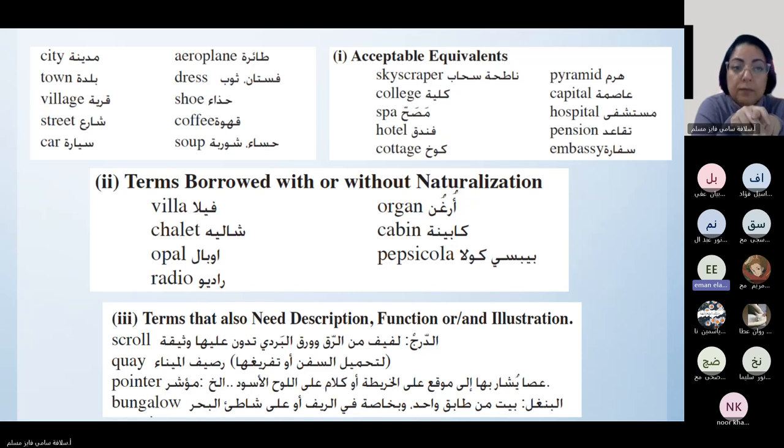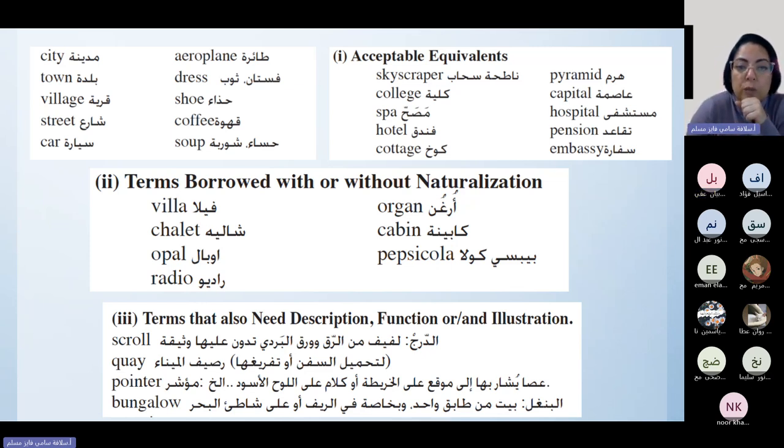City مدينة, town بلدة, village قرية, street شارع, car سيارة, سوق. Okay, good. So you get the idea. Every one of these has its own equivalent. هلا حكينا they could be acceptable equivalent, they could be borrowed with naturalization, or they could need some descriptions. Like يا بيان, acceptable equivalence. Give me just 2 examples. College كلية, hotel فندق. Okay, that's it. Acceptable equivalence. College مقابله كلية لأنه we have it. Hotel مقابله فندق because we have it.